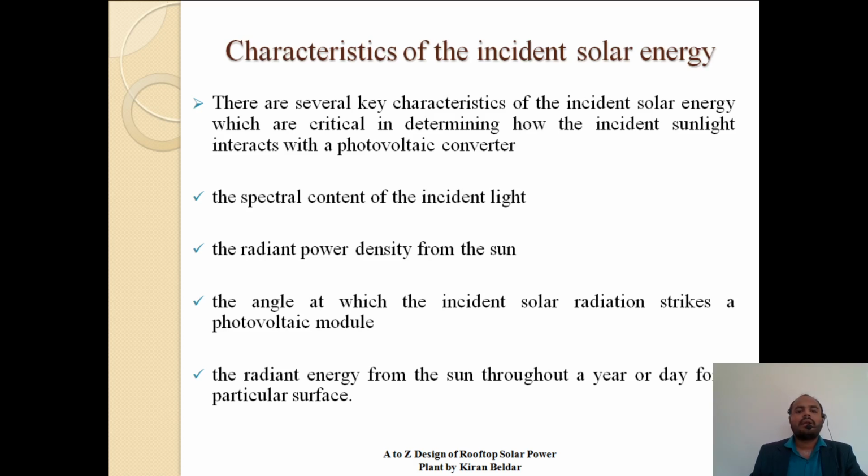Next is the radiant power density from the sun that we are getting over a solar panel. The third is the angle at which the incident solar radiation strikes a photovoltaic module. And the last is radiant energy from the sun throughout a year or a day for a particular surface.